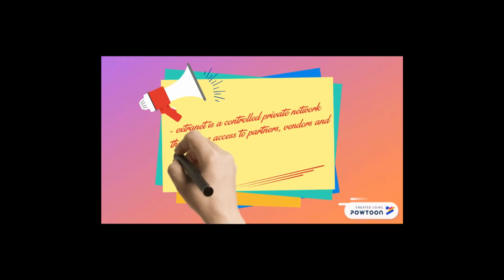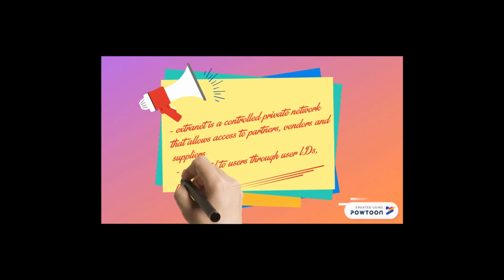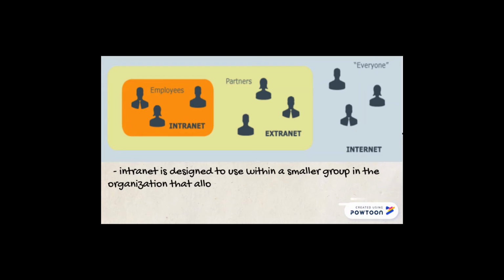It is often a private part of the website and restricted to users through user IDs, passwords, etc. Looking at the diagram above, we can see that the intranet is designed to be used within a smaller group in the organization that allows access only to the employees, while the extranet allows access to a broader group and the internet allows access to everyone.